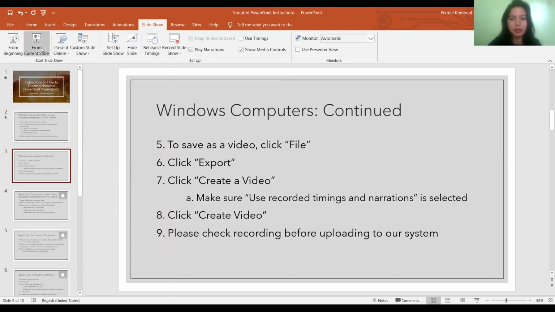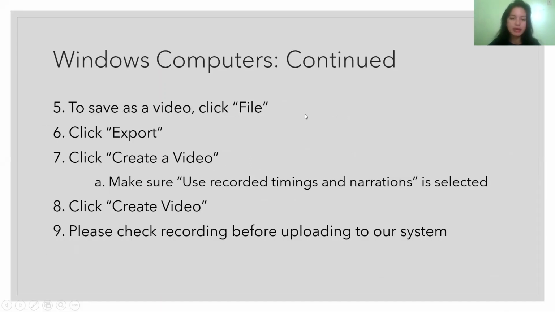To save the video, you'll click on File, then you'll click Export, then you'll click Create a Video, making sure that you have Use Recorded Timings and Narration selected. You'll click Create Video again. And please be sure to check your recording to make sure it's exactly how you want it to be before uploading it onto our system.